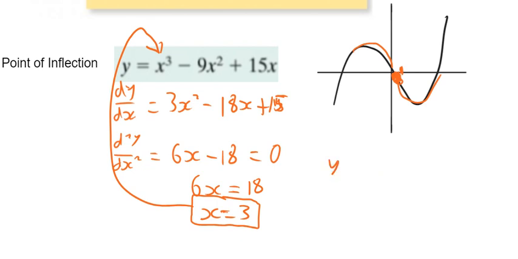So y is equal to 3 cubed minus 9 times 3 squared plus 15 times 3. And I'm getting minus 9 there. So we get 3, minus 9. So that's going to be the point of inflection.